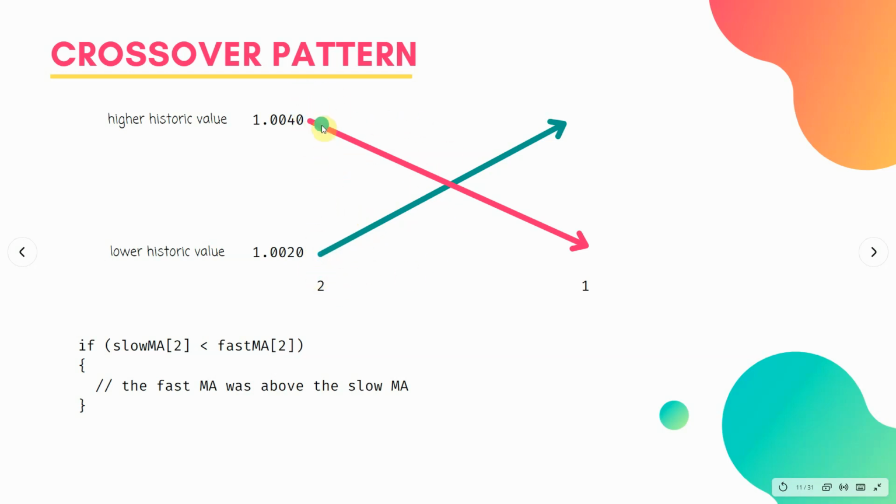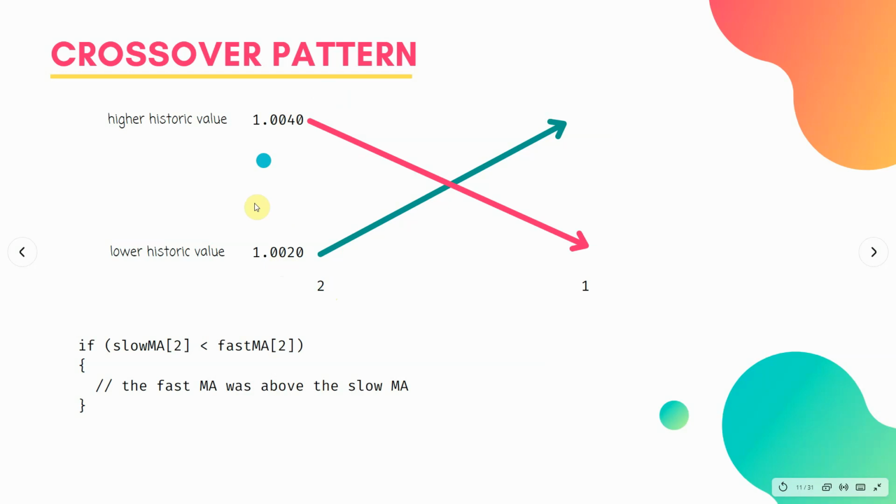If the red one was a slow one, it would answer false. But we'll just take the slow as being here. So we've got a position where the fast moving average is in a bullish position, and the slow moving average is below it. So we're checking the past and we're saying, was the slow lower than the fast? I hope that makes sense.